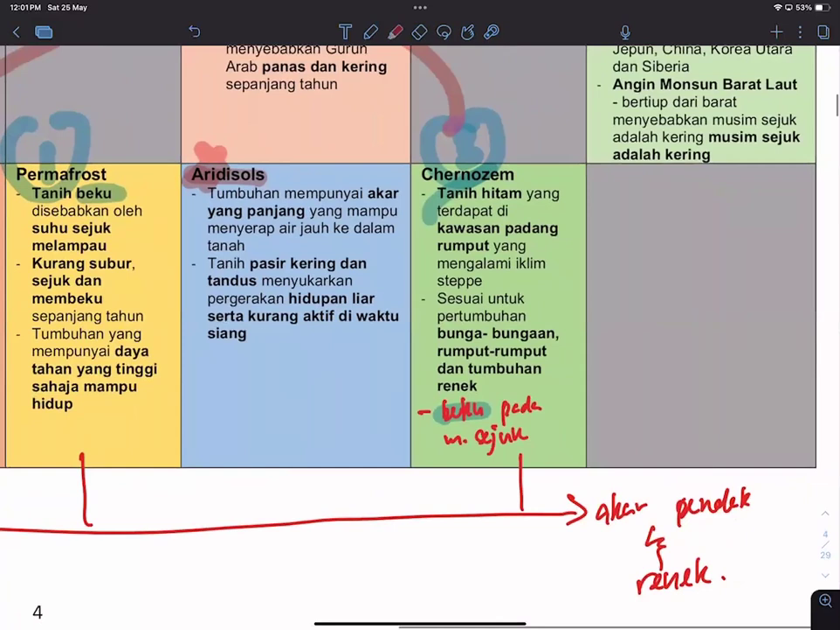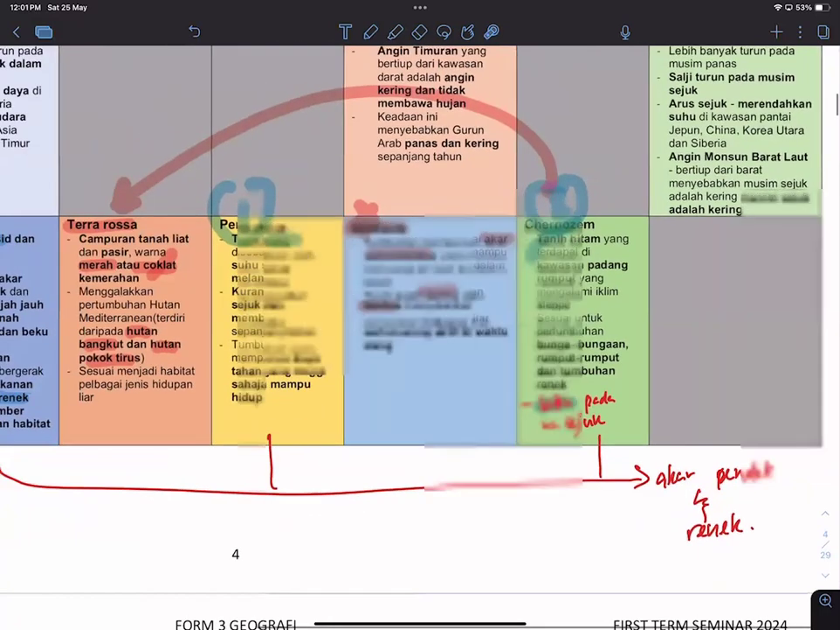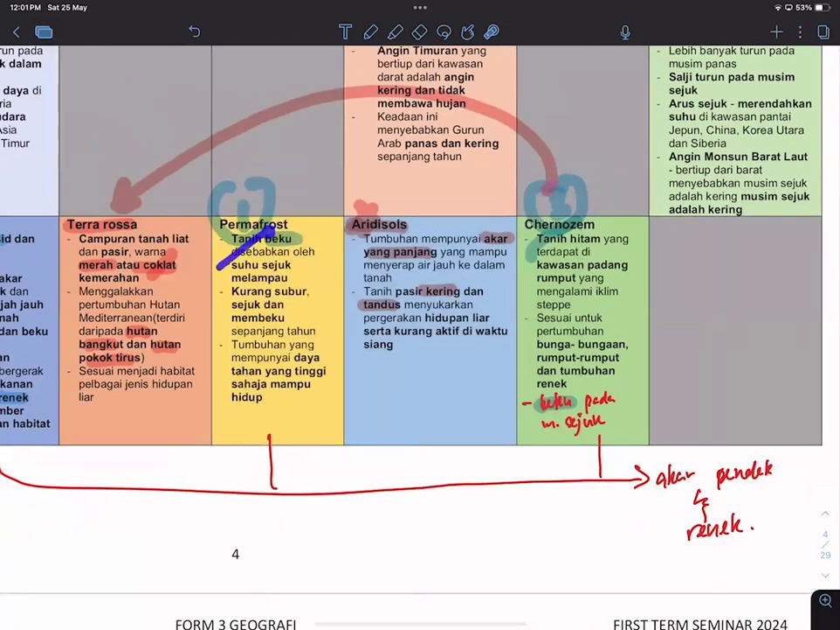Aridisol is tanah yang paling kering dan tandus. That's why it's hard for the plants to absorb water. Then the plants have to grow long roots in order to absorb the water yang menjatuh bawa ke dalam tanah. Okay, other than that, because this is sand, right, it's hard to move. Just like the tanah permafrost. It's very thick and all the snow and all the tanah beku.